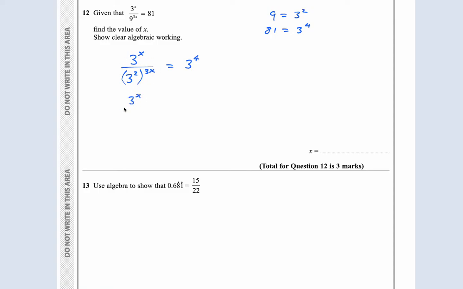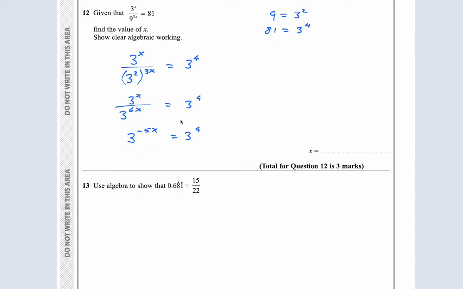Leave my 3 to the power of x. Now I'm going to simplify this. A power raised to another power, I multiply the power. So this is 3 to the power of 6x equals 3 to the power of 4. Then, when I divide, I subtract the powers. So this is 3 to the power of x minus 6x is minus 5x, because 1 minus 6 is minus 5, so x minus 6x is minus 5x, equals 3 to the 4.